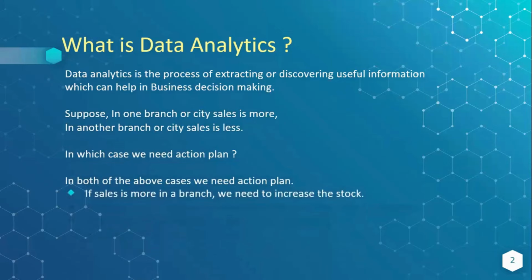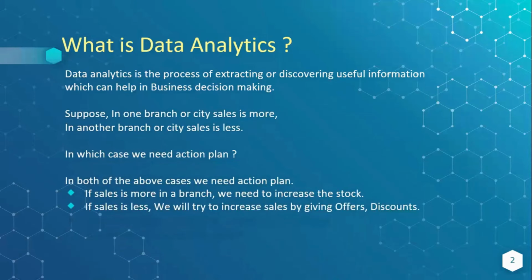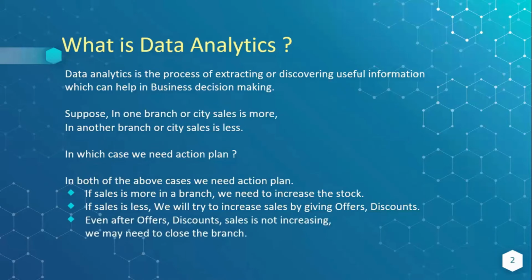Suppose if sales is more in a branch, we need to increase the stock. If sales is less in a branch, we will try to increase sales by giving offers and discounts. Even after offers and discounts, if sales is not increasing, we may need to close the branch also. So whether the sales is more or less, we need some action plan.